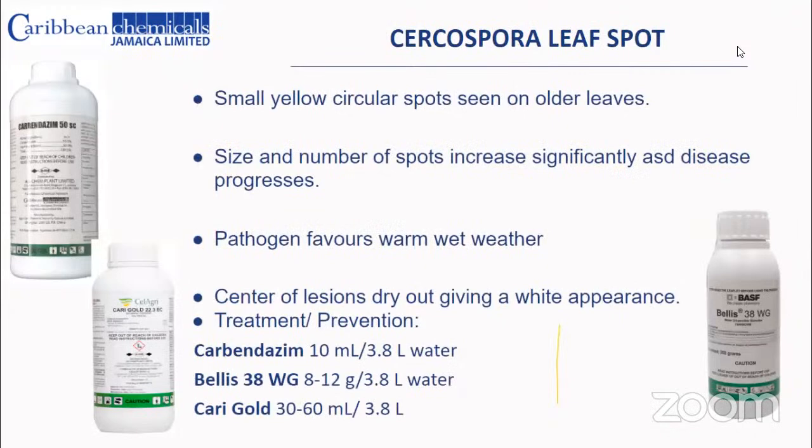Slide. Cercospora leaf spot is oftentimes confused with early blight if you don't have a keen eye, but we'll see the difference. These are smaller yellow circular spots, and the size and number of spots will increase as the disease progresses. However, this particular pathogen favors warm weather, so it's kind of a contrast to those we have looked at before. We are speaking about warm weather, but high humidity.